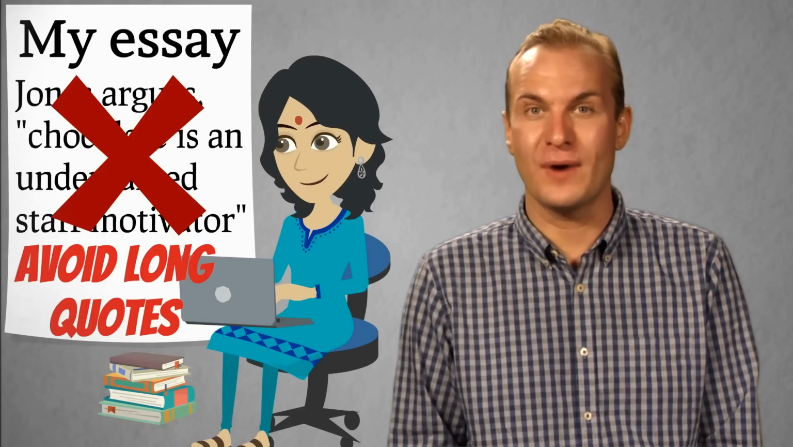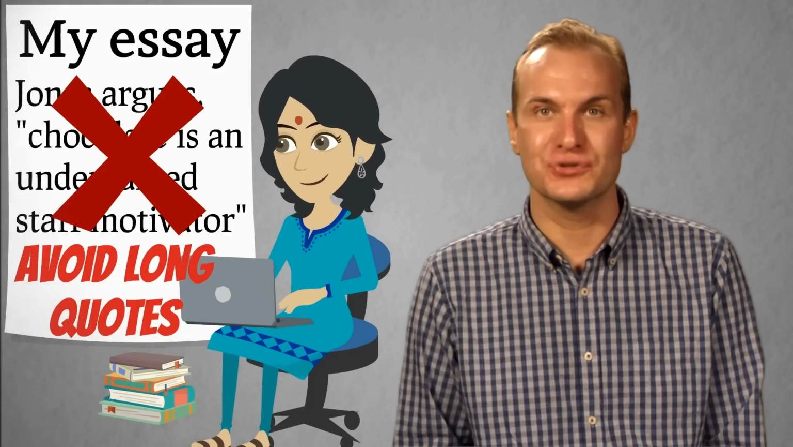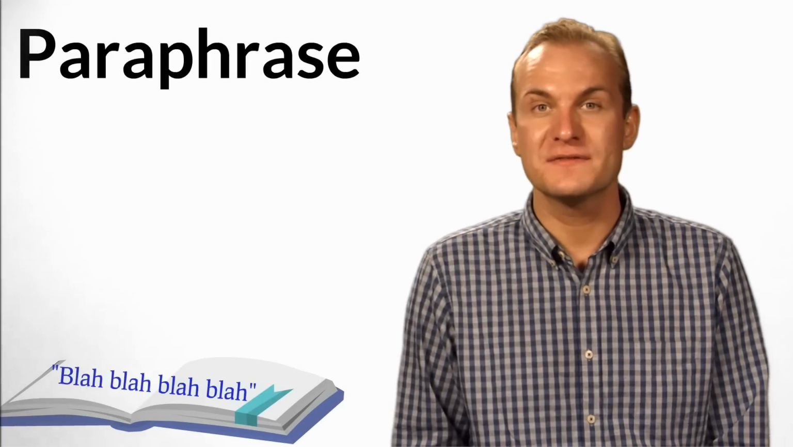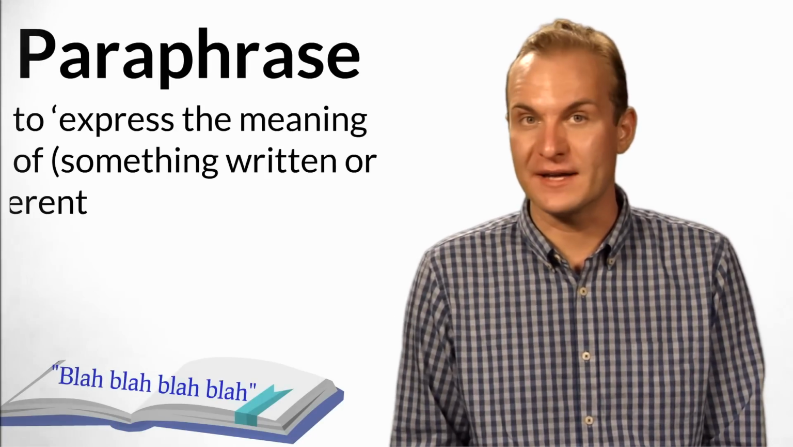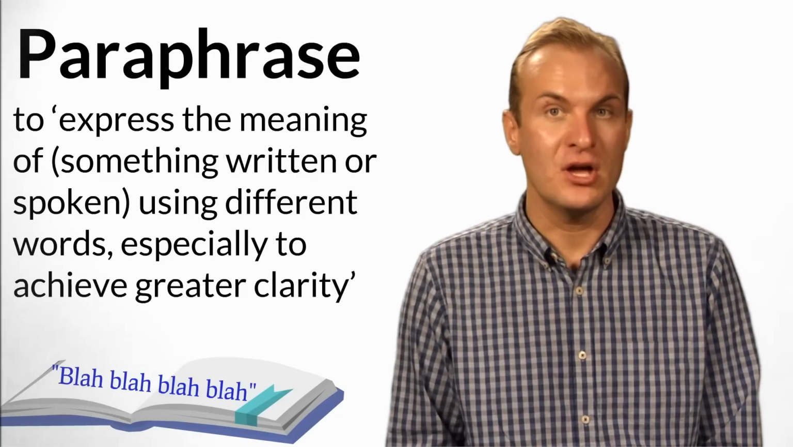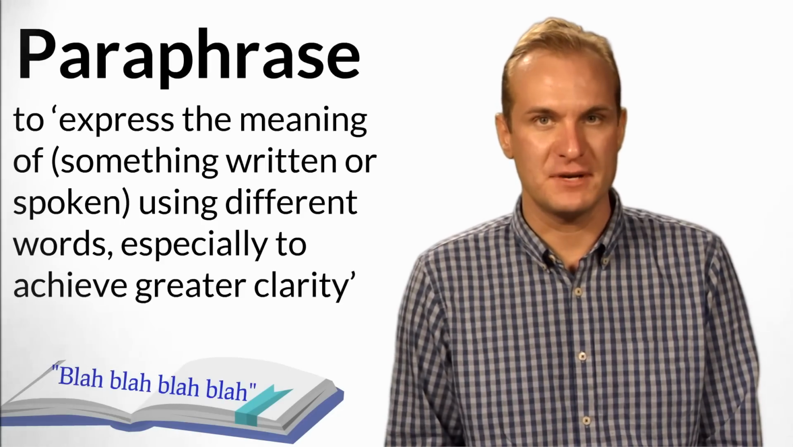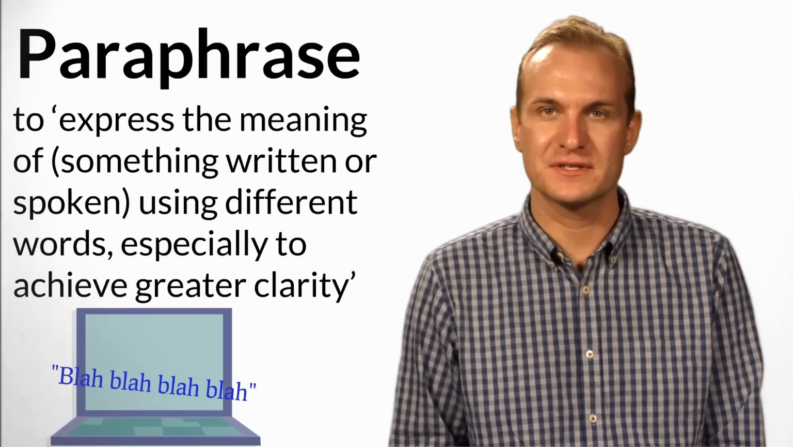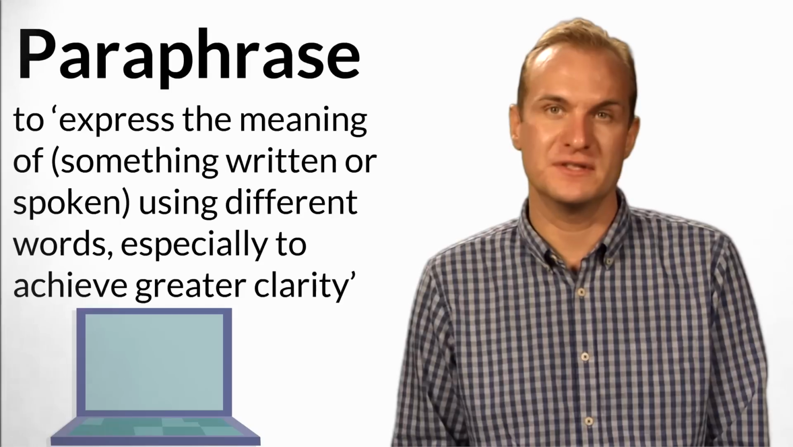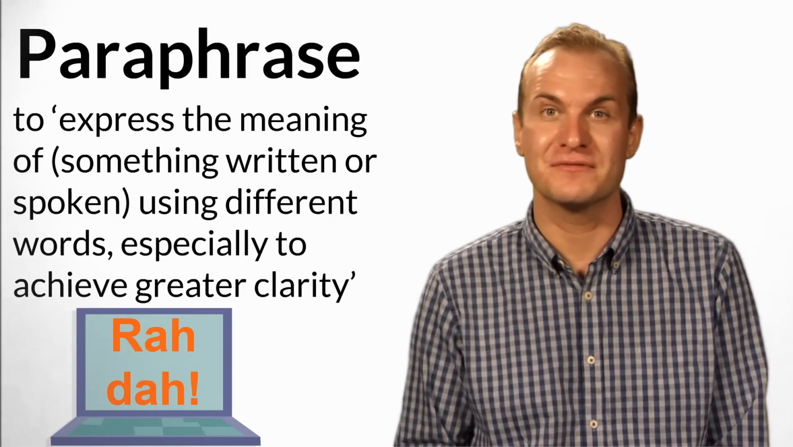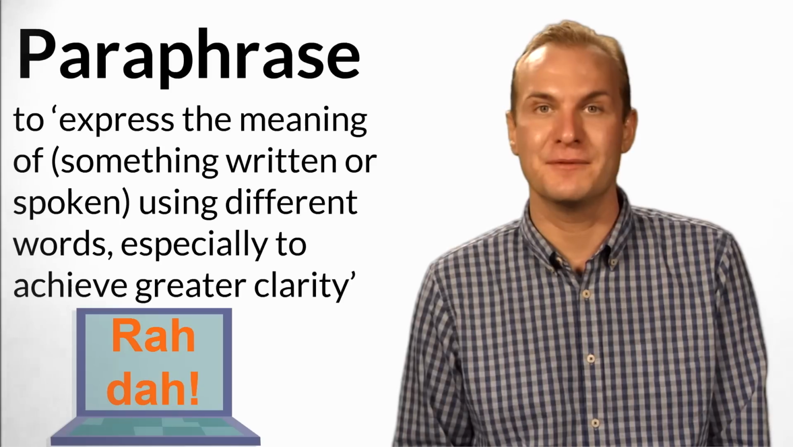The most effective way to incorporate original sources into your writing is paraphrasing. The Oxford Dictionary defines paraphrase as to express the meaning of something written or spoken using different words, especially to achieve greater clarity. When you paraphrase a source, you are not merely changing a few words. Rather, you are communicating the essential, relevant information from that source within your own argument.